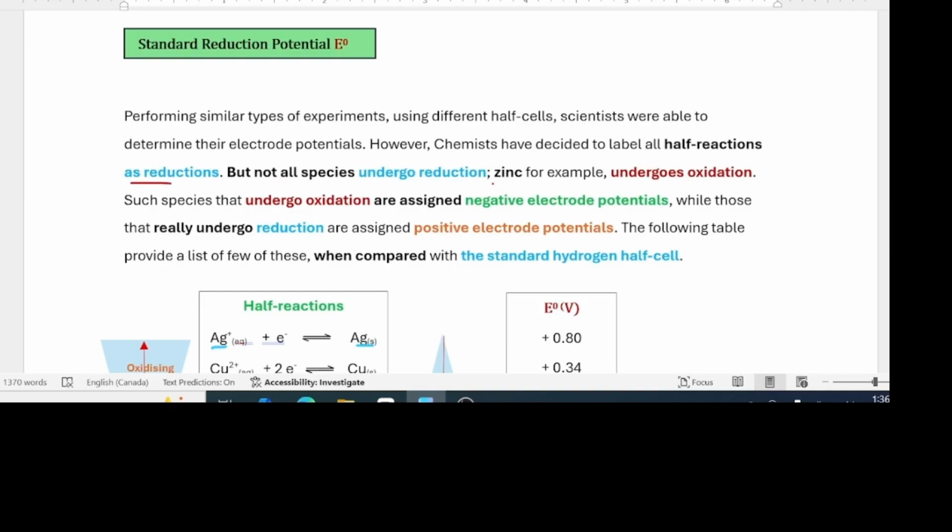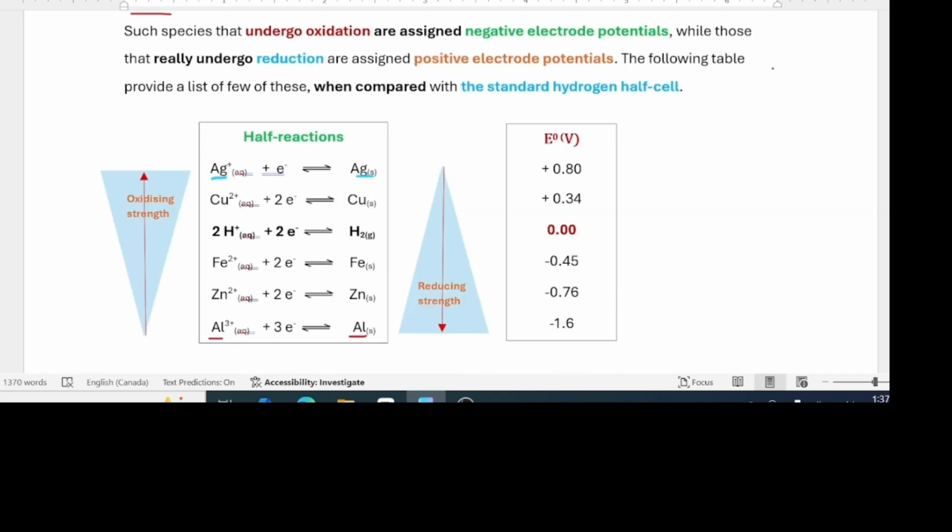But not all species undergo reduction. Zinc, for example, undergoes oxidation. Species that undergo oxidation are assigned negative electrode potentials, while those that really undergo reduction are assigned positive electrode potentials. The following table provides a list of a few of these when compared with a standard hydrogen half cell.